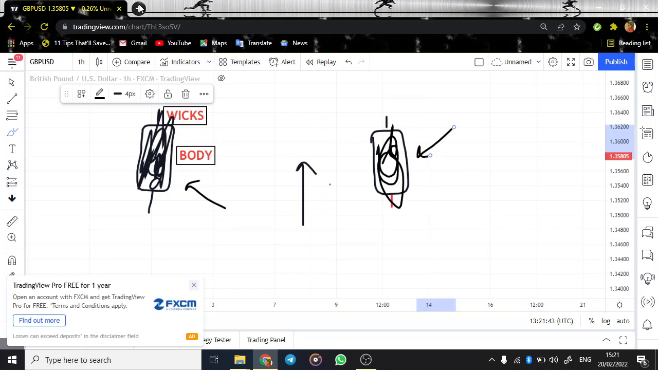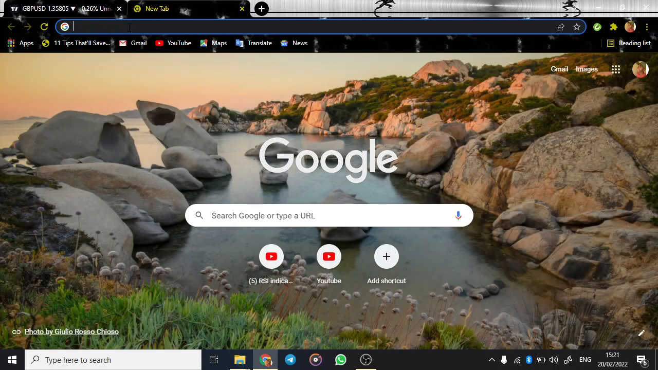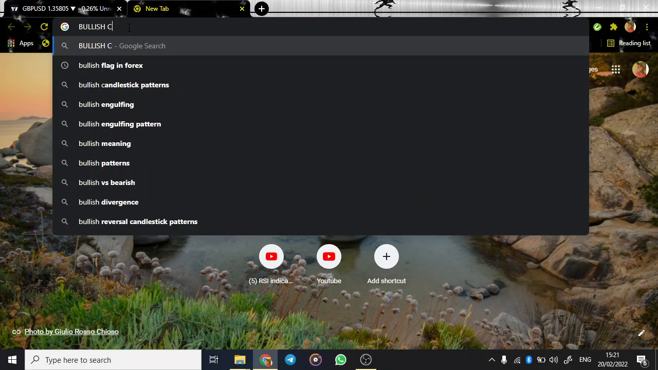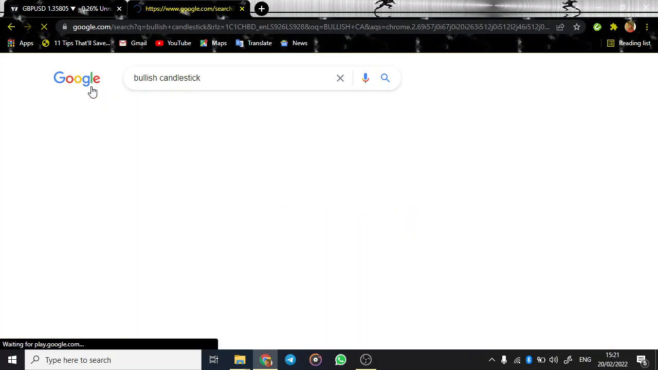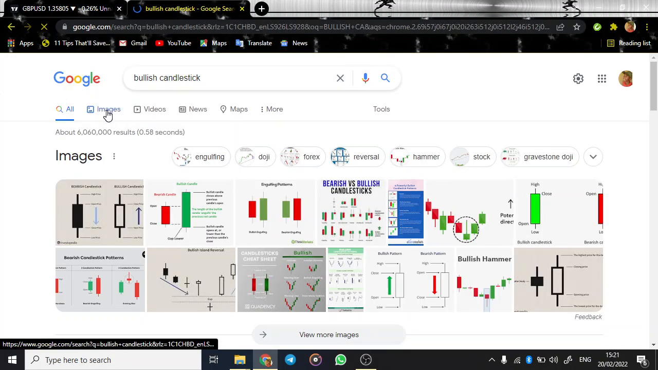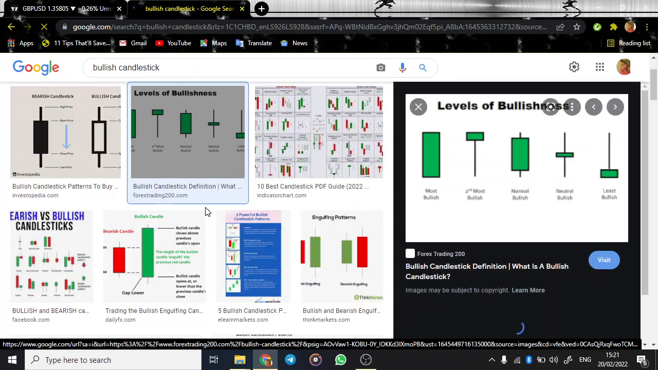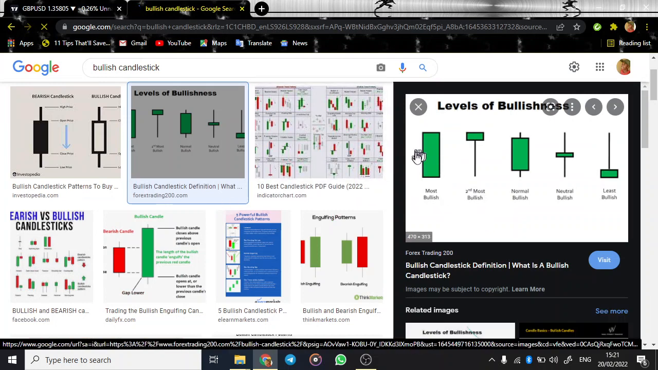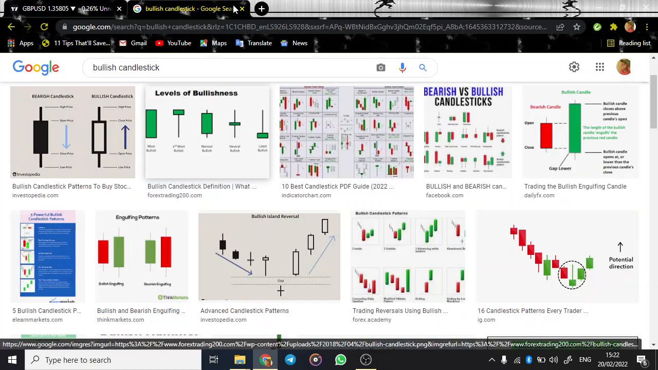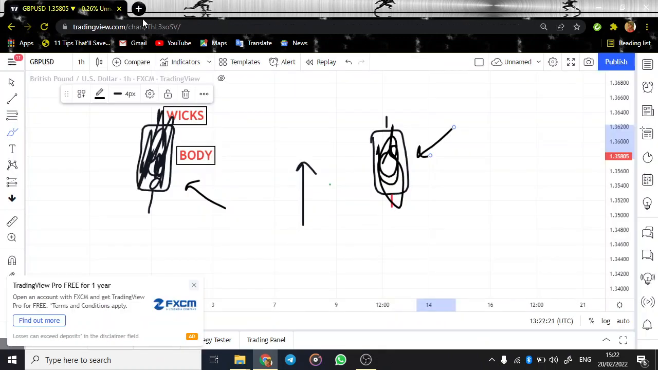So let me do this quick search. Bullish candlestick. Okay, so if we come here, you see on this side, yes, this is the color of a candlestick that tells us that the market is going up, and red color shows us the body of a candlestick that shows a market that is going down.